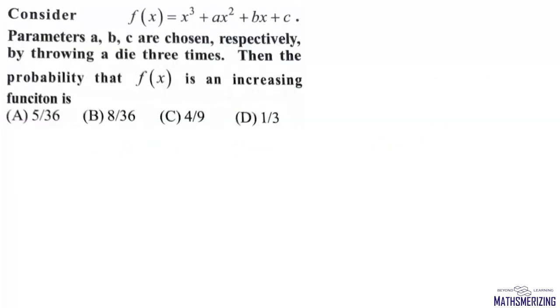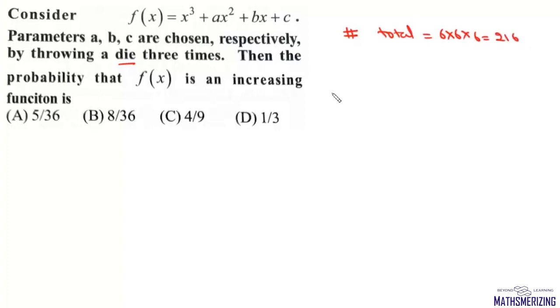Now here the question is, consider a function f(x) equals x cube plus ax square plus bx plus c, where a, b, c are chosen by throwing a die 3 times. Now find the probability that f(x) is an increasing function. Now you find total number of ways of choosing a, b, c. For each of a, b and c we have 6 options. So total will be 6 into 6 into 6, that is 216 ways.